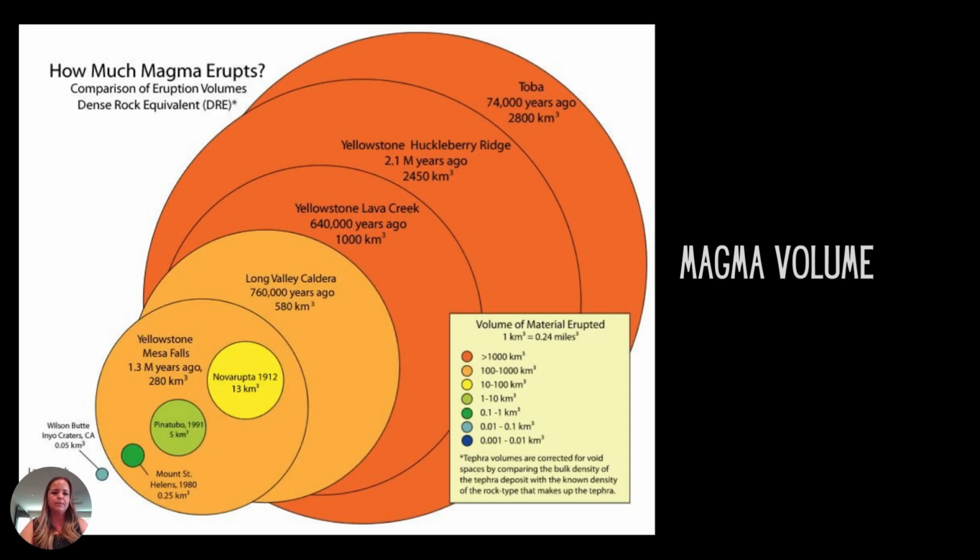This also shows you something about volume of magma released. We have Yellowstone, a couple of Yellowstone eruptions on here. We have Long Valley. We do have Lassen, which erupted in 1915 in California. Mount St. Helens is on there. And then Toba, if you're wondering, is a caldera in Indonesia. So pretty big eruptions, lots of material being erupted here.